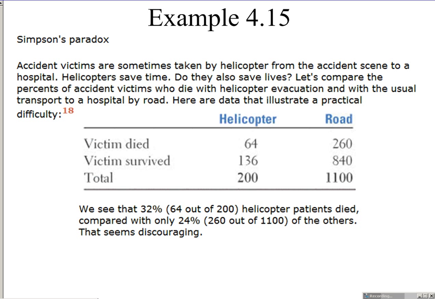Okay, so whether the patient was taken by helicopter or road is our column variable. Whether the victim died or survived is our row variable. We can see that about 32%, or 64 out of the 200 helicopter patients died, compared with only 24%, 260 out of the 1,100 of the others. That could seem discouraging if we only look at the data in that manner.